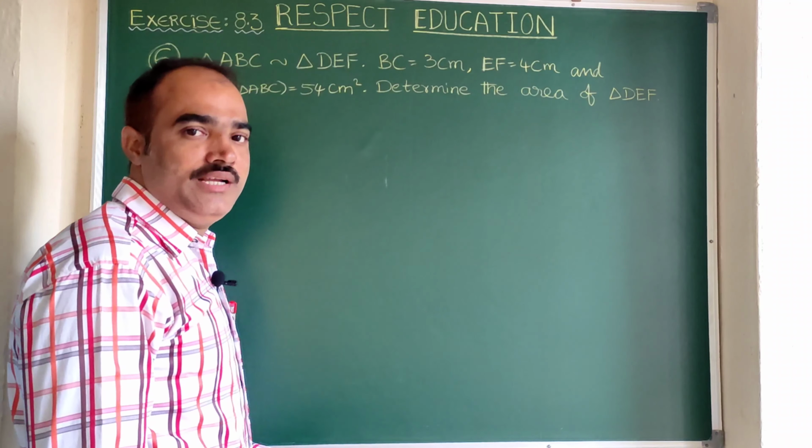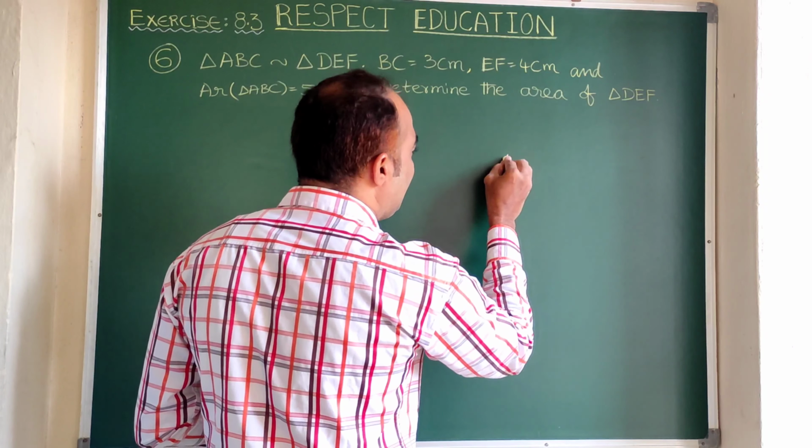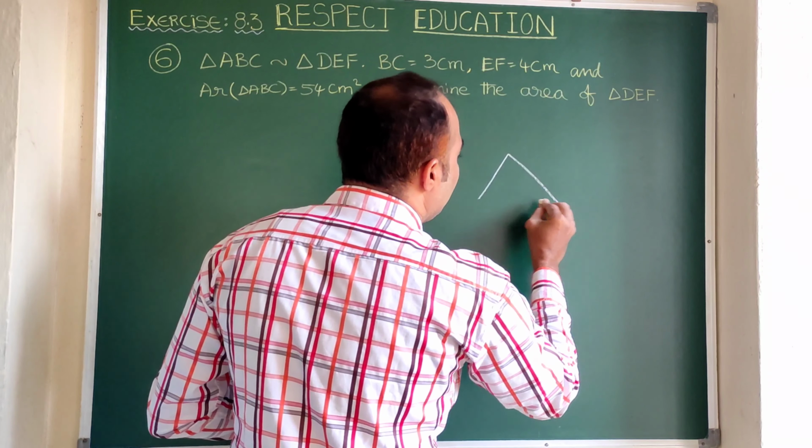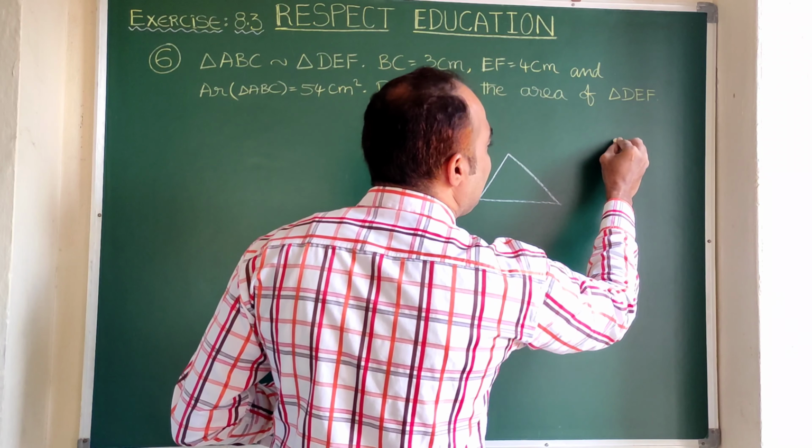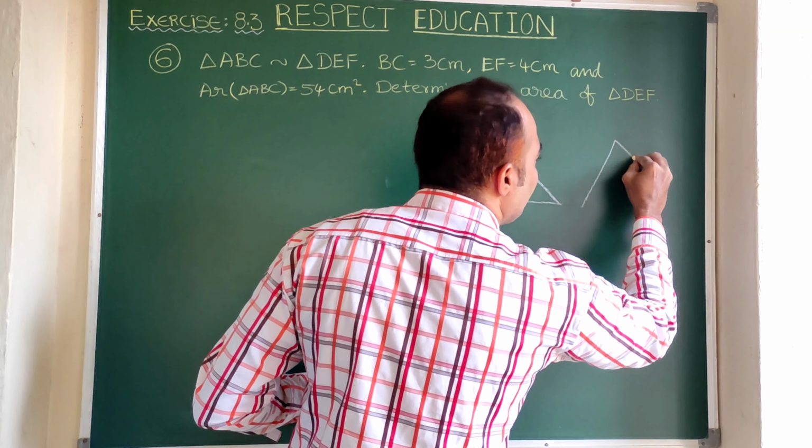So here it will be easy if we draw two triangles. For comparing it will be easy. Here you see from triangle ABC, BC is 3, whereas from triangle DEF, EF is 4. So here BC is smaller, EF is bigger. So here we can draw first ABC as the smaller triangle, and DEF as the bigger one.